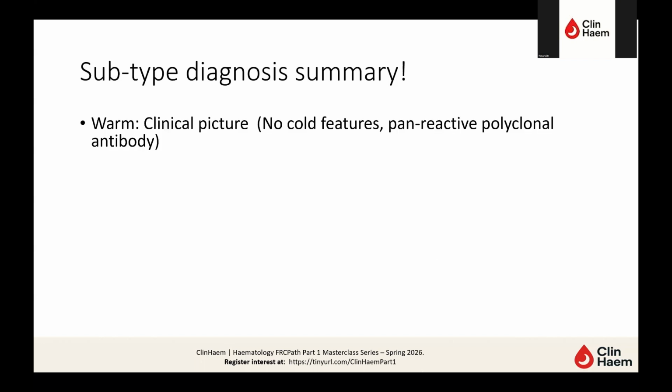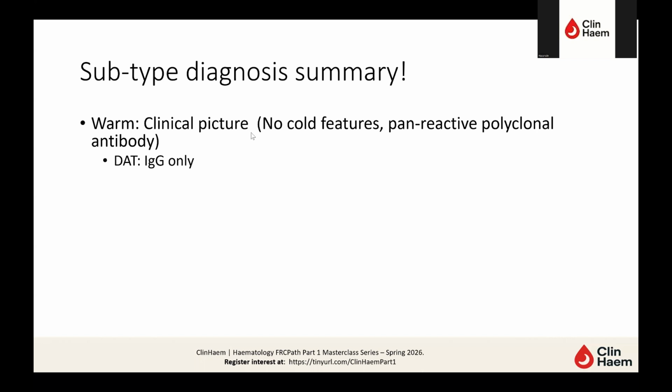Summary of diagnosis, and this is one of those slides that you might want to keep on your desk till the exam, because this will be important. So in warm, for all the summary, you want a clinical picture, an antibody picture, and a DAT. In warm, the clinical picture would, of course, not show any cold feature. It would just be symptomatic severe anemia. Antibodies, pan-reactive, polyclonal in nature. The diagnosis is done if the DAT is only IgG.